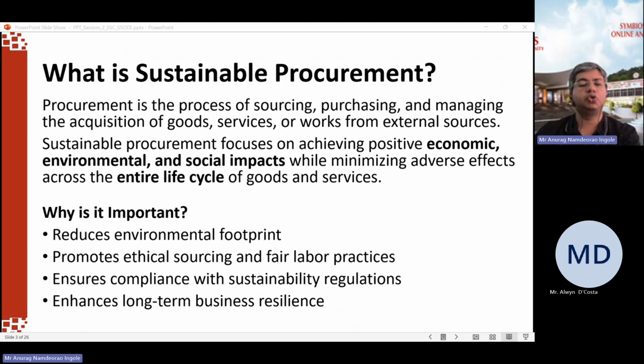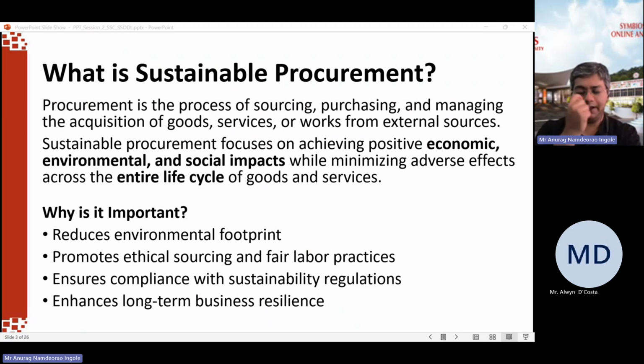Then sustainable procurement ensures compliance with sustainability regulations, which we have also seen in topic one, and it enhances long-term business resilience. So how it enhances business resilience, that also we will see in upcoming slides. But business resilience is when you are in a position, you are agile, your business is able to counter any supply chain disruptions more efficiently and effectively if you have a sustainable procurement function, or in general, if you have a sustainable supply chain, you are in a better position to handle any challenges because of supply chain disruptions.